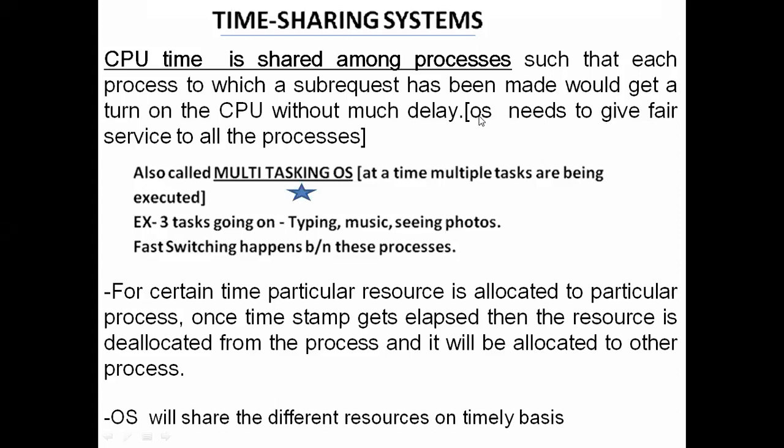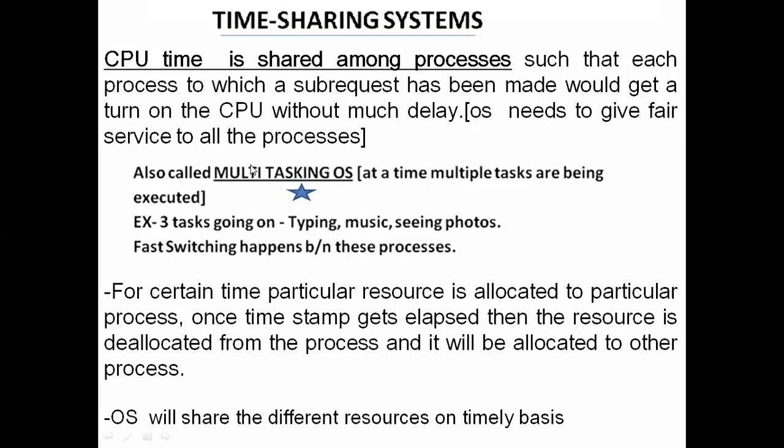So why is CPU time shared among n number of processes? Because the main aim of the operating system is to give fair, good service to all the processes. Hence, I can execute more than one process on the CPU or on any processor. So this time sharing operating system is also called the multitasking operating system. Don't forget this. Hence, I have indicated a star here. You can notice that. You can see this. The time sharing operating system is also called the multitasking operating system.